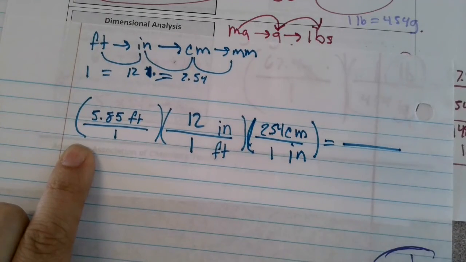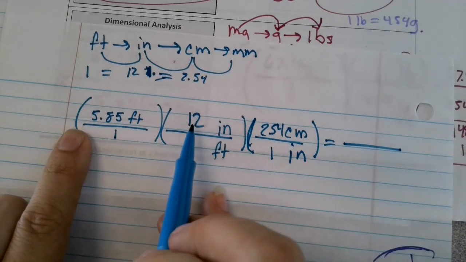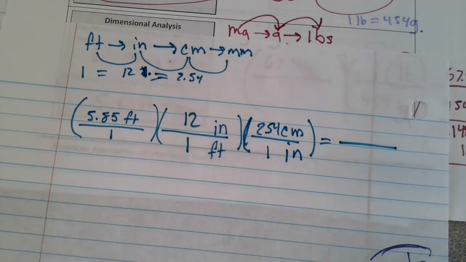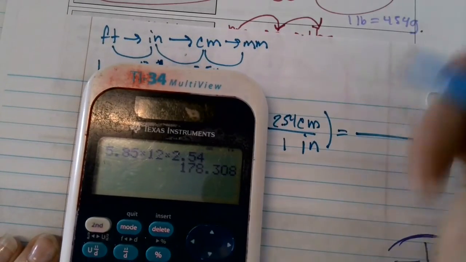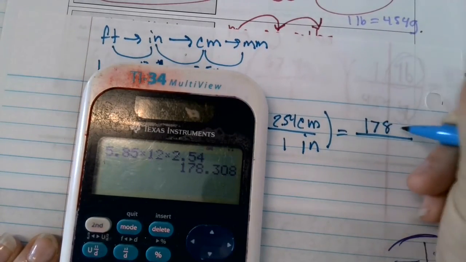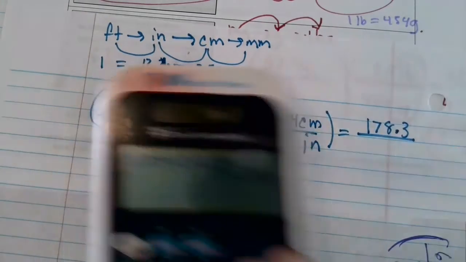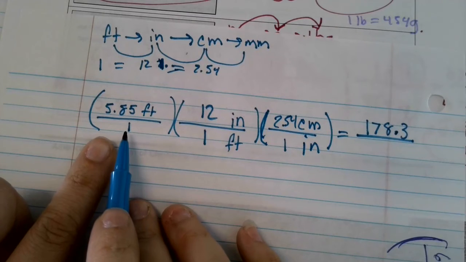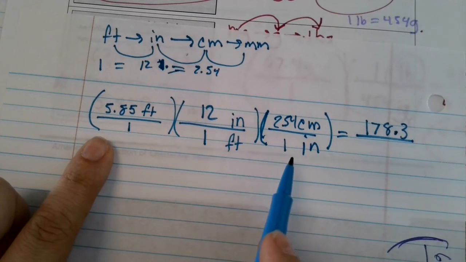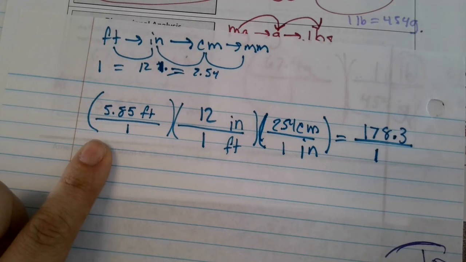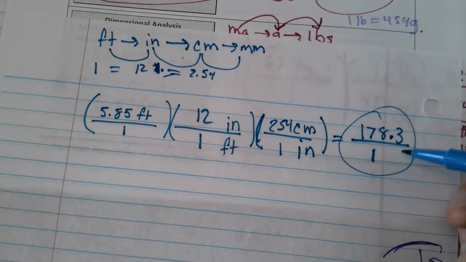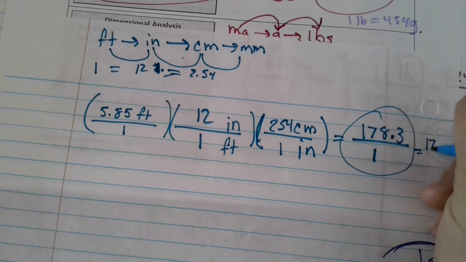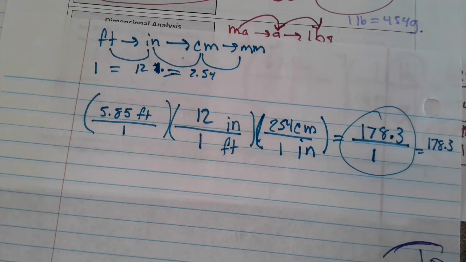All right, so let's see what we have so far. Let's do our math. 5.85 times 12 times 2.54. That should get us the number 178.3. Next step is our bottom. 1 times 1 times 1. Well, that means 1's our number. So now let's take this, 178.3 divided by 1. Well, that should equal 178.3.